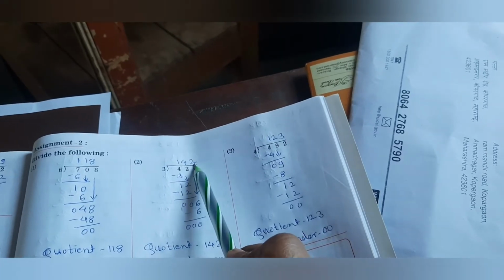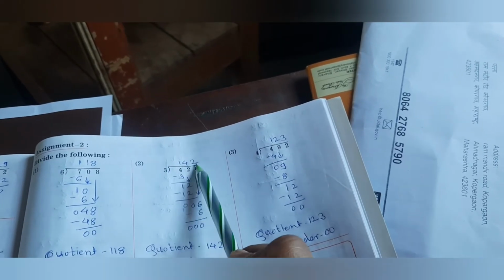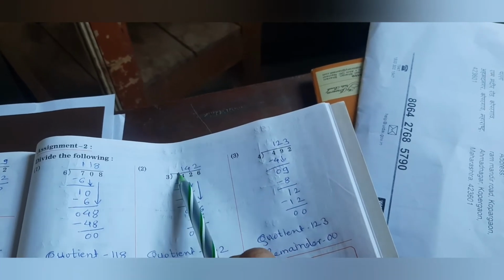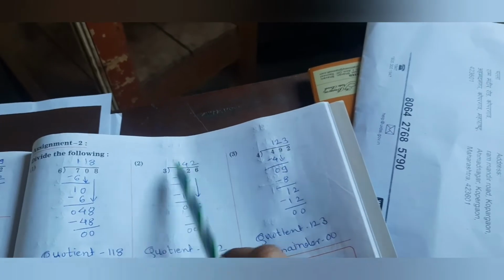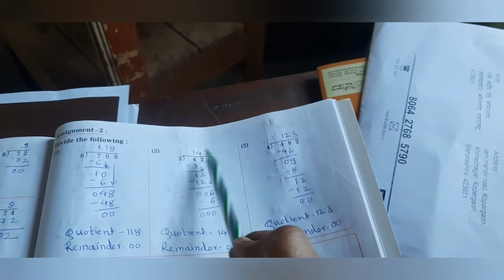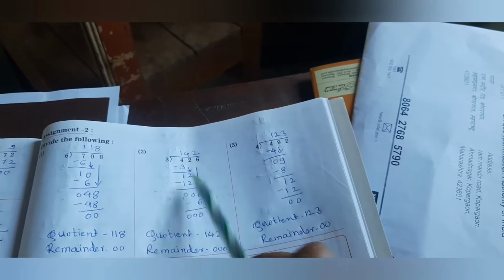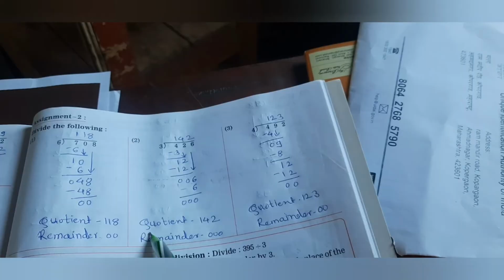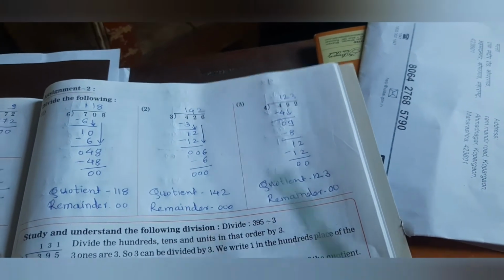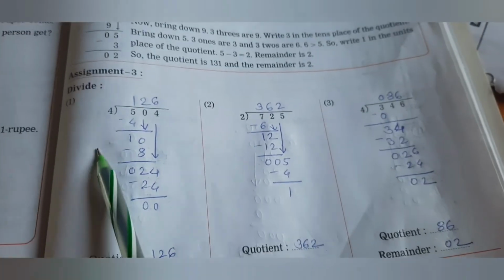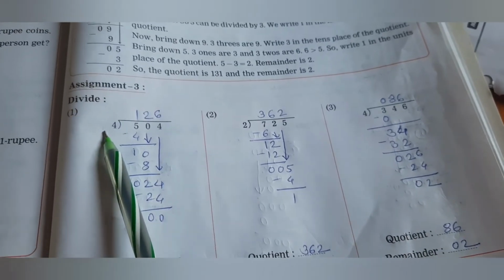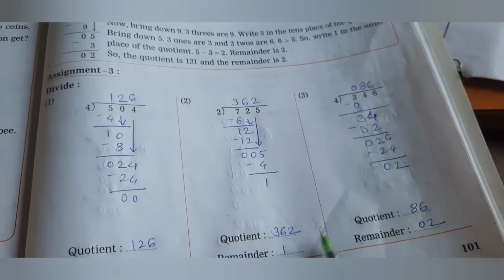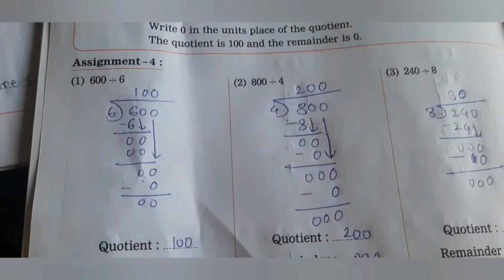I have written it in the unit place. 4 is in the tens place. 1 is in the 100 place. Step by step: hundreds, then tens, then units. This way you have to write the number. Don't write the opposite way. 3 twos are 6. 6 minus 6, 0. Quotient is 142. Remainder is 0. Here it is also the same, students. Divide a 3-digit number by a 1-digit number. The same method you can follow and solve the answers to the questions, students.